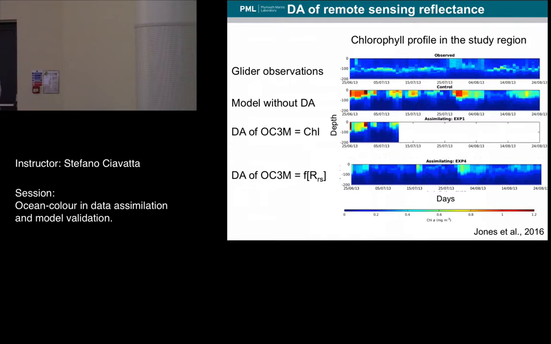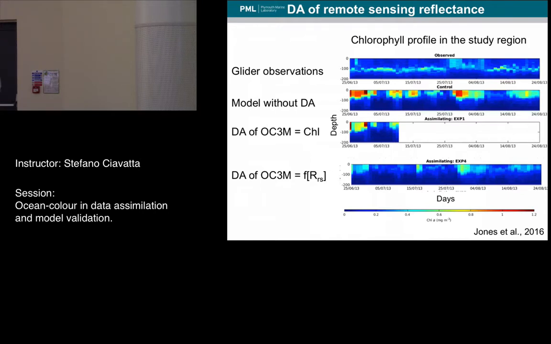These are the results. For example, comparing with profiles of chlorophyll from a glider, this is the profile of the model without data assimilation. This is the profile by assimilating OC3M from satellite as if it was chlorophyll, and here as if it was a function of many more variables in the model. Okay, you will see here there is no output. Why? Because the model crashed. The data assimilation system assimilating OC3M as if it was chlorophyll crashed. And this is also one of the reasons OC3M in the coastal area cannot be used as a proxy of chlorophyll: because our model blows up, because there are many problems.